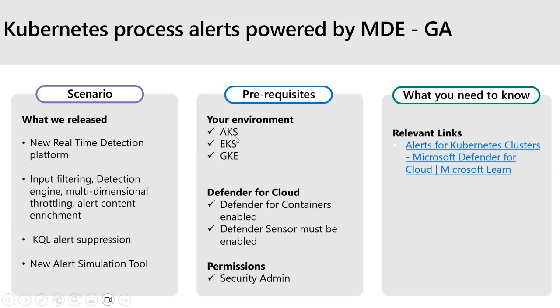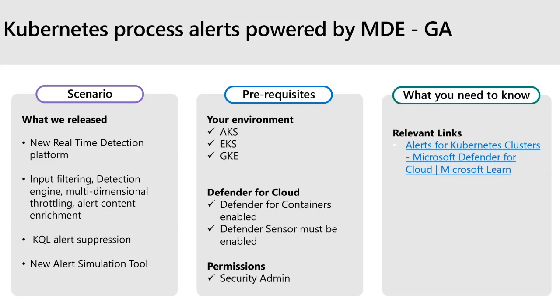As I was saying, you can detect alerts or threat scenarios within Azure AKS environments, AWS EKS or Google Cloud GKE clusters as well. The prerequisite is that Defender for Containers should be enabled and the Defender sensor must be enabled. And to deploy this, you need security admin privileges within your subscription.